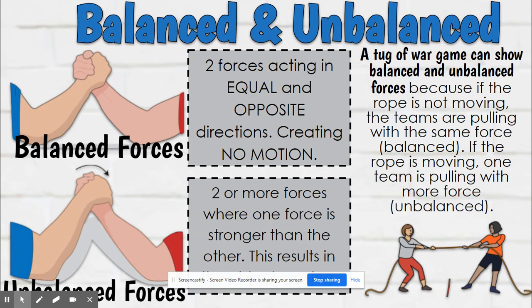So a tug of war game can show balanced and unbalanced forces because if the rope is not moving, the teams are pulling with the same force, which is balanced. If the rope is moving, one team is pulling with more force, so that would be unbalanced.